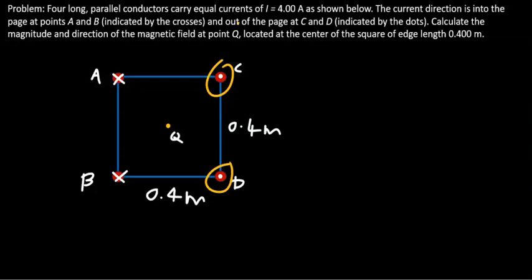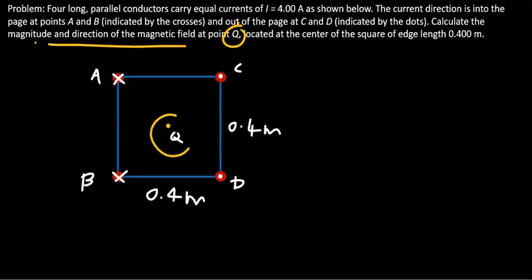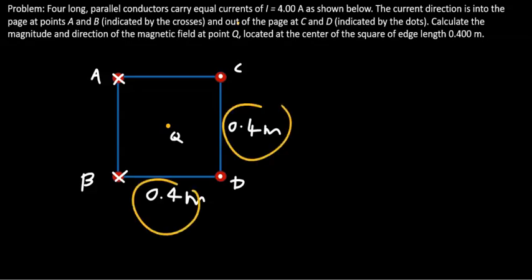So what this figure is showing is a cross-sectional view of those wires extending all the way from minus infinity to infinity. Very long parallel conductors. Calculate the magnitude and direction of the magnetic field at a point Q, right there, located at the center of the square, with sides of length 0.4 meter.